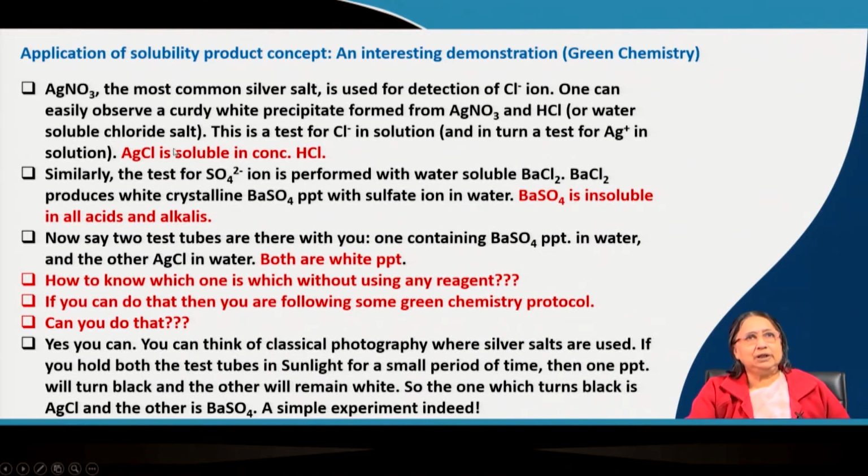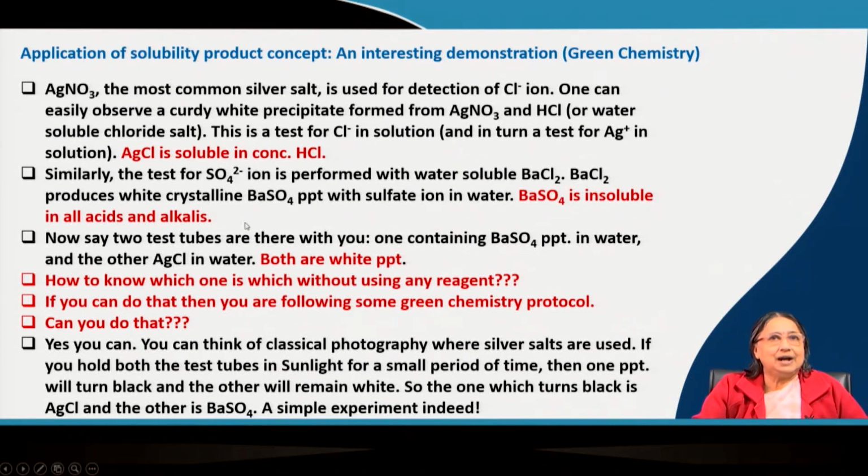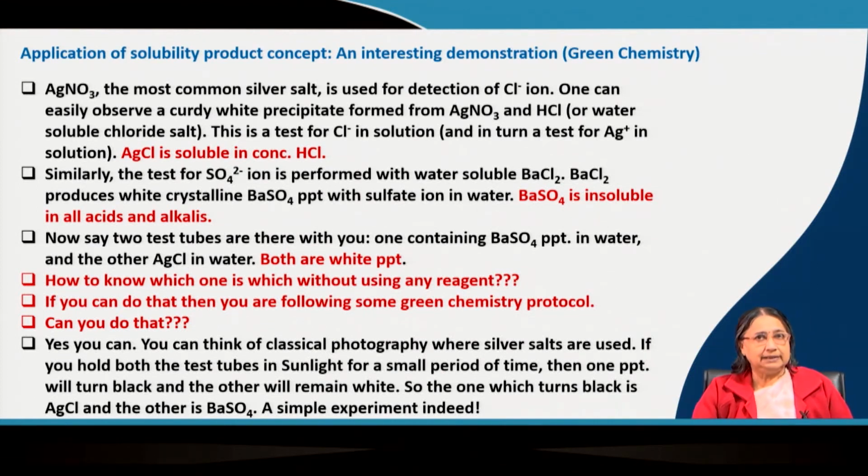Now, the property of silver chloride is that it is soluble in concentrated HCl. It is soluble in concentrated HCl, please remember this. Now, we do another experiment. What we do? We take a test tube. This is a test for sulphate. Similarly, the test for sulphate ion is performed with the water soluble barium chloride. We all know how we do it. Barium chloride produces a white crystalline barium sulphate precipitate with sulphate ion in water. Barium sulphate is insoluble. You have already learned from the solubility product in the earlier lectures.